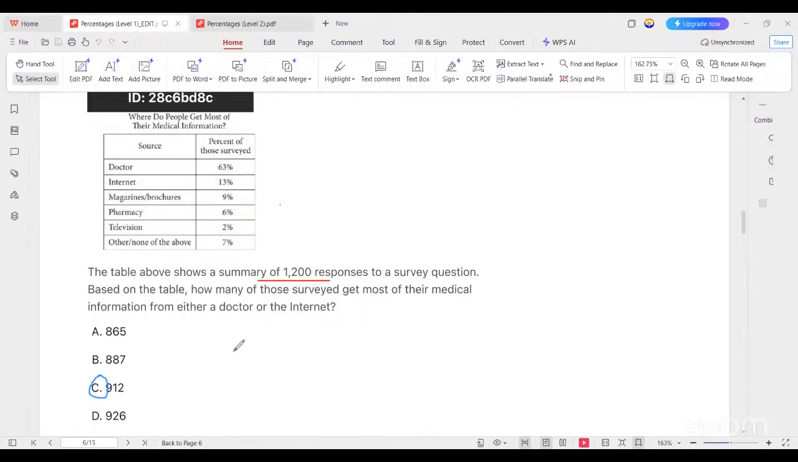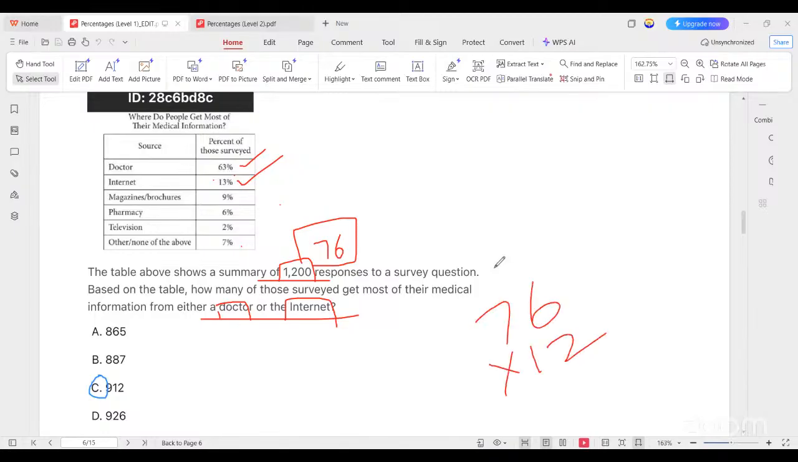Explain. Only two options we have. Among these two, they asked either from the doctor or from the internet, and we just have to add them. It is 76. So 76 for 100, for 1200. 76 times, is that what you did? Yeah, I did 0.76 times 1200. So it's the same thing. So 912.